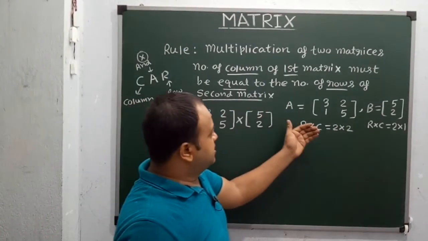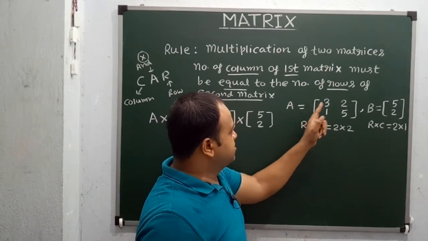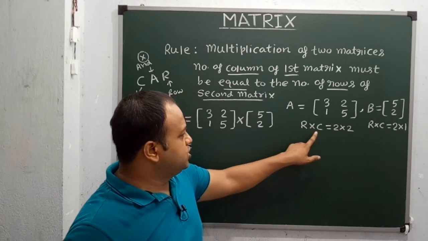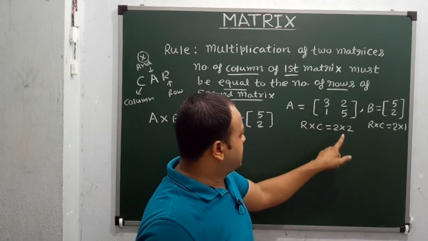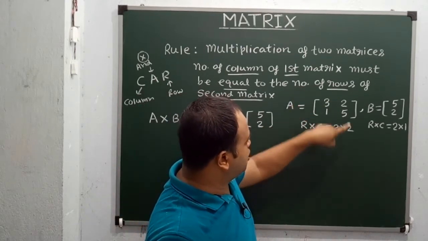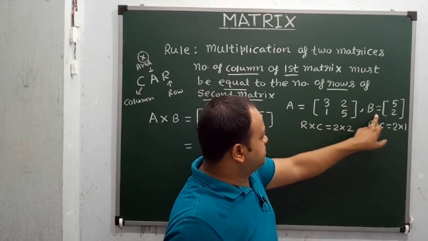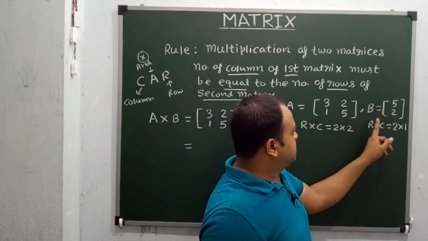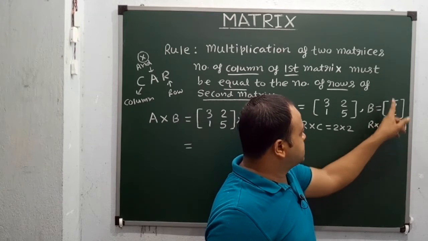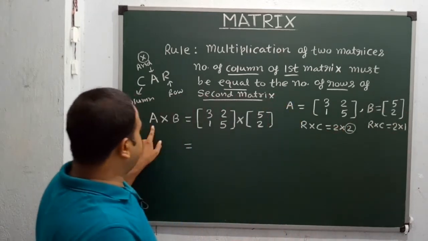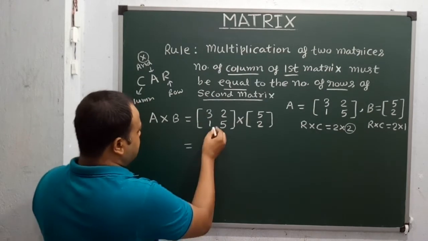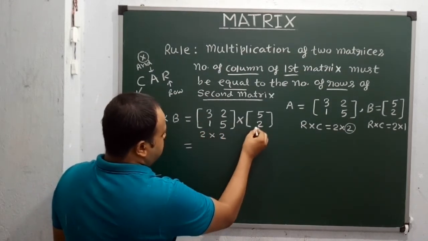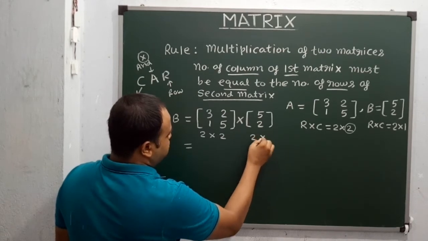Here we have two matrices. A is 3 2 1 5, that is order 2 into 2. R into C means row into column: there are 2 rows, and C means column, there are 2 columns. And B is 5 2, its order is 2 into 1, 2 rows and 1 column. I do the product A into B. The order of A is 2 into 2 and the order of B is 2 into 1.